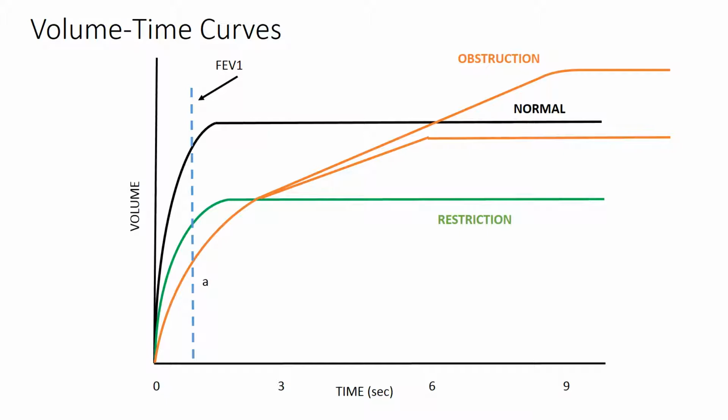In patients with obstruction, as depicted in the orange graphic, there is a forceful exhalation at time 0, but there's a slow exhalation. And so FEV1 is reduced because there's not as much volume that is exhaled at 1 second. And this exhalation can continue on.